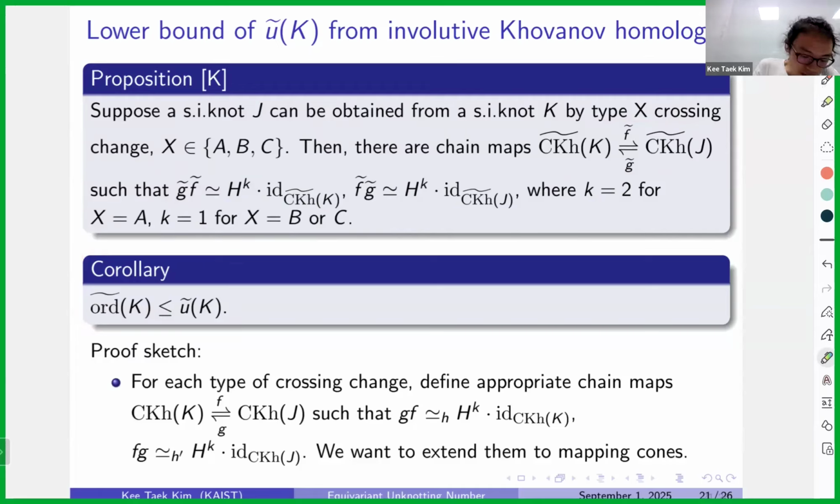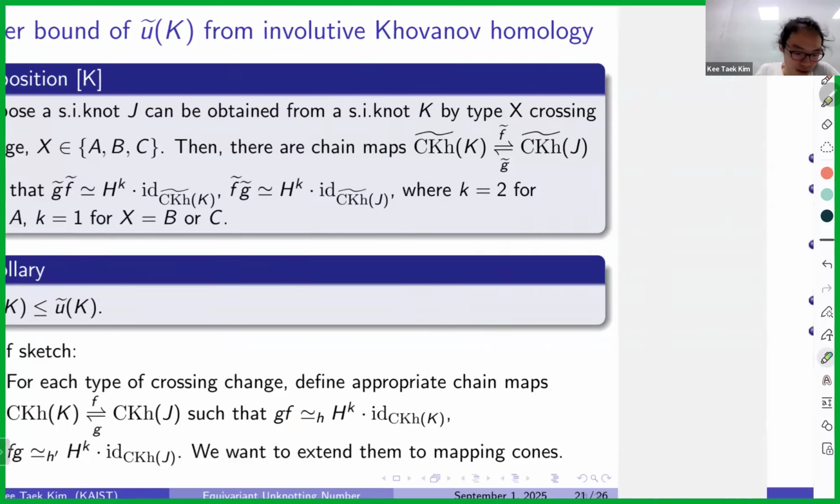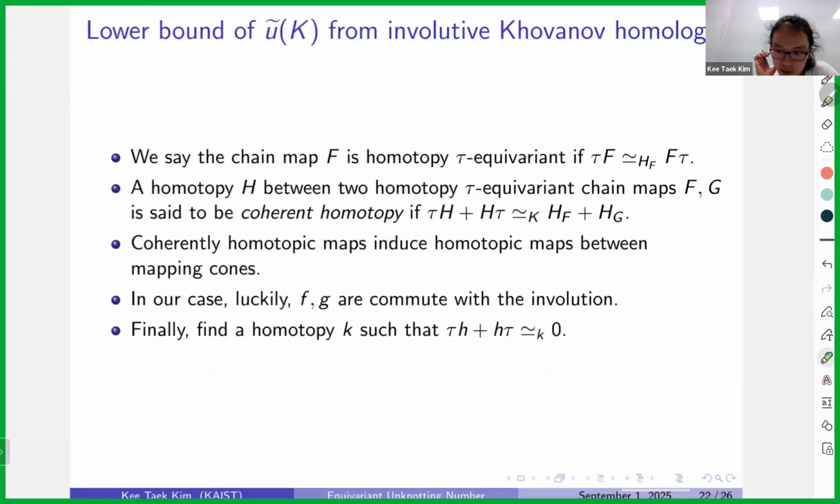These maps F tilde and G tilde are based on Alishahi's maps, but we need to prove that the homotopy between GF and H times identity is well behaved under the involution action on the chain complex. Then we can extend these maps to the mapping cone. Let me just skip this slide for time.